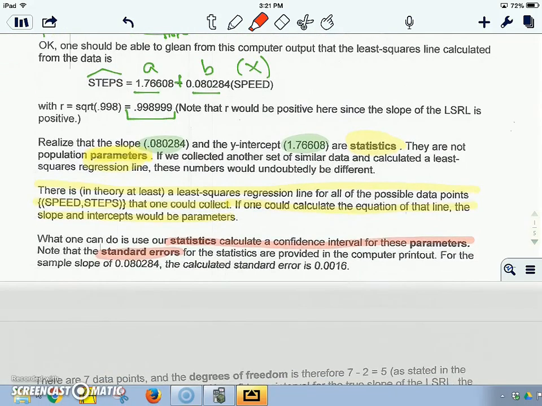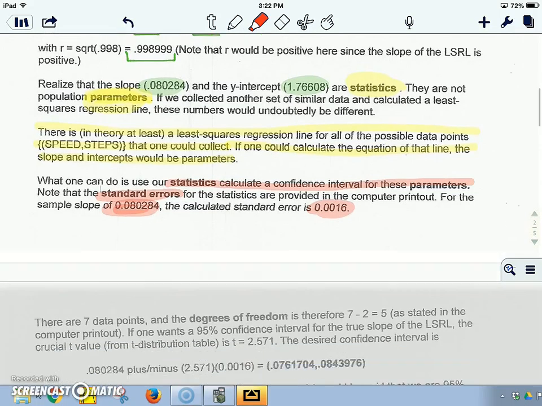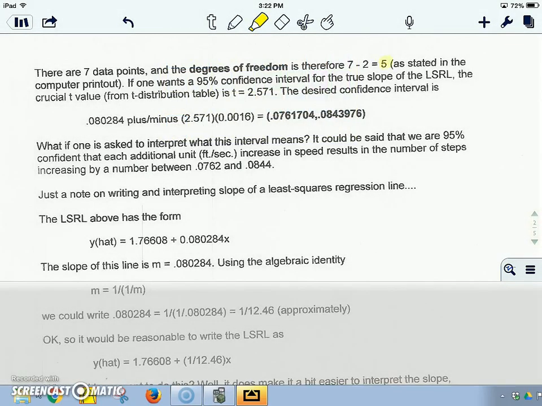Okay, our standard error is 0.006 with our slope of 0.080284. And remember, our slope is telling us how much the speed is changing the steps that they take. Okay, so there are 7 data points. Therefore, going back to what I already said, the degrees of freedom is 5.